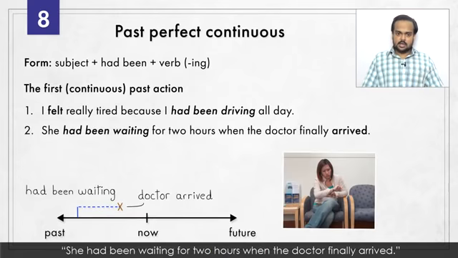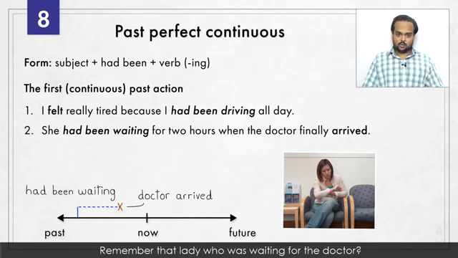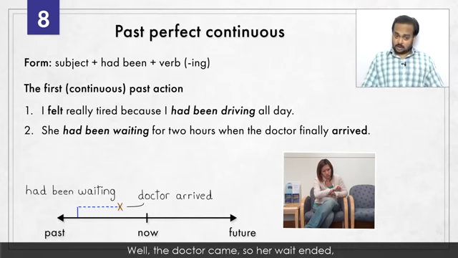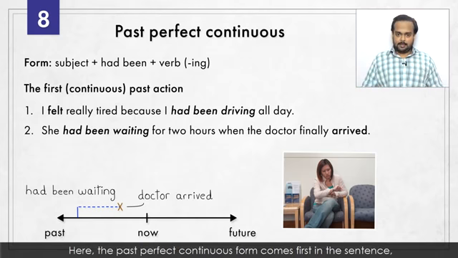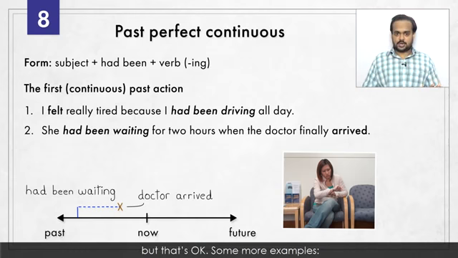Here's another sentence. She had been waiting for 2 hours when the doctor finally arrived. Remember that lady who was waiting for the doctor? Well, the doctor came, so her wait ended, but before that point, she had been waiting for 2 hours. Here, the past perfect continuous form comes first in the sentence, but that's okay.